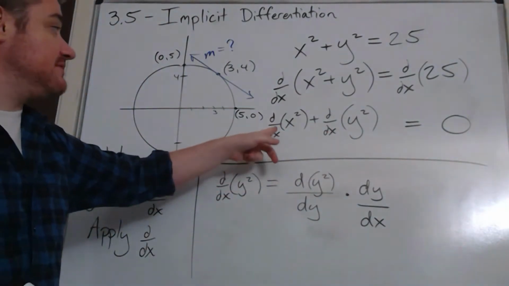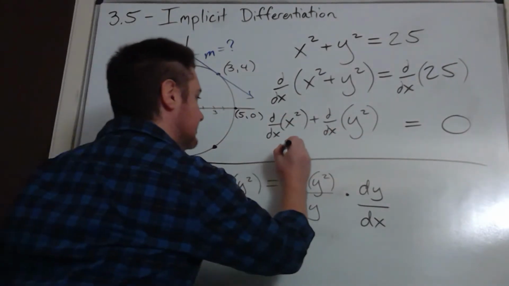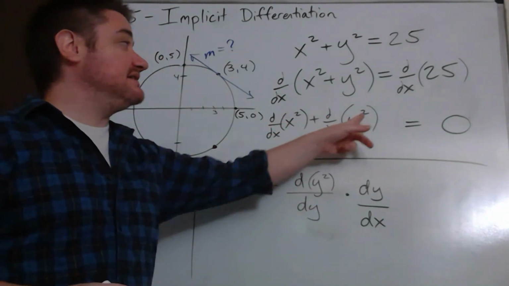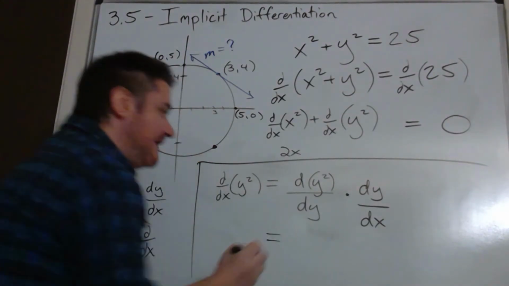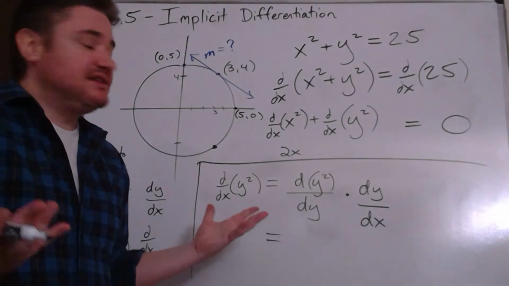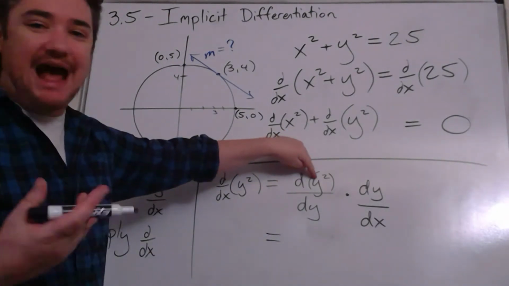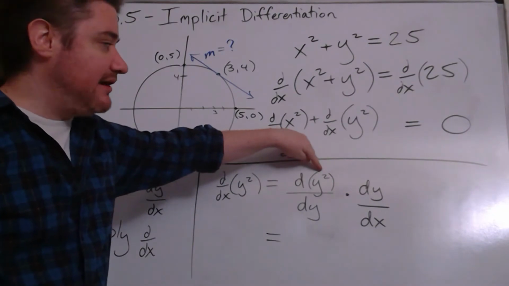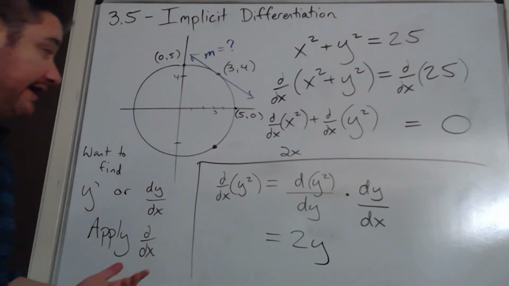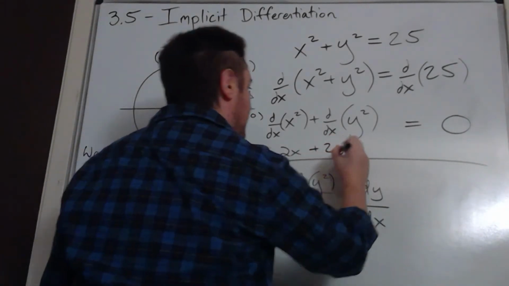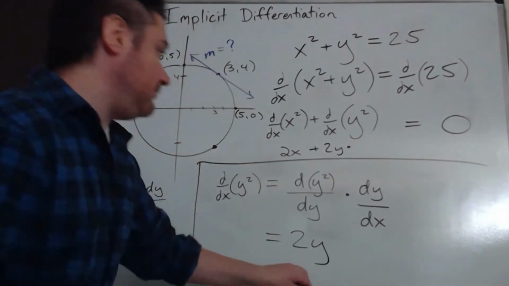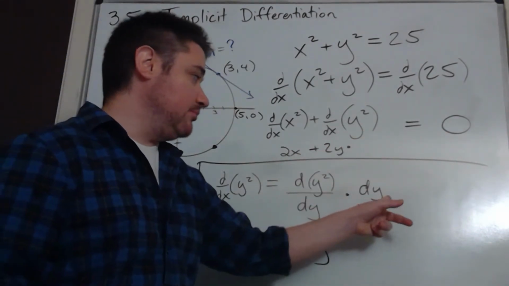So again, the derivative with respect to x of x squared was just 2x. That was no big deal. But now, what's the derivative of this guy? Let's work it out. If I have the derivative of y squared with respect to y, then we're just using the power rule, and our variable here just happens to be y. So if I have y squared and I take the derivative, I get 2y, times the derivative of the inside, or the derivative of y rather, which is dy dx.